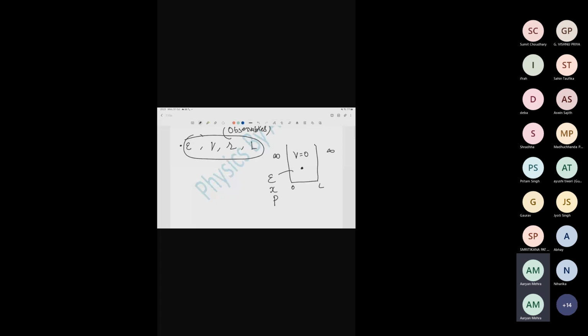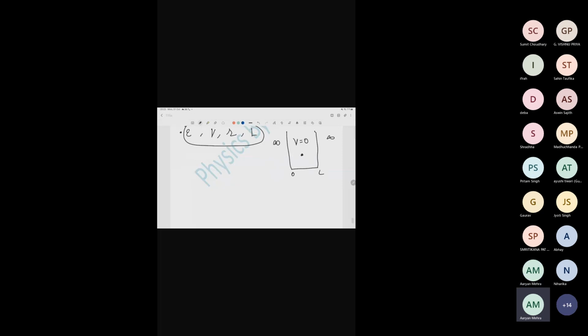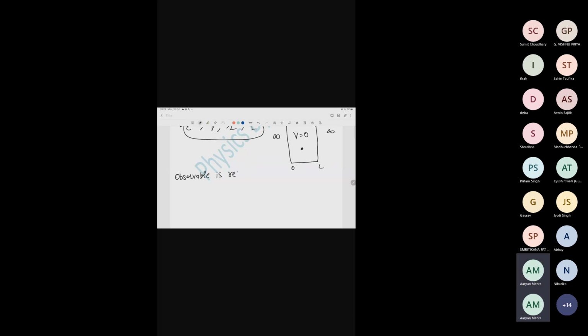So what is a state now and what is an observable now? Now tell me what is state and observable. So now let's describe that. An observable is represented by a thing called an operator.